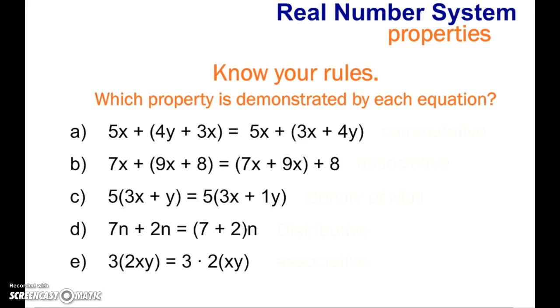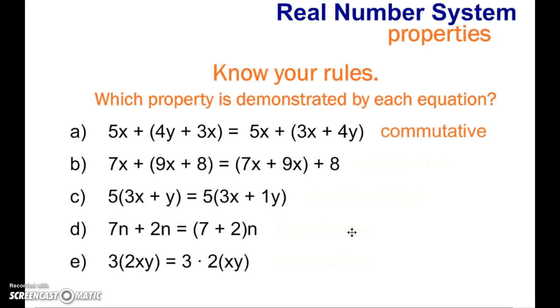So what we want to do here is identify the property that is being used for each equation. I'm going to give you a little time in between each one. You need to go ahead and write the answer down, and then I will answer it for you. So A. There again, I want to look at what's on the left and what's on the right and what's different about them. Well, you should see that the 3x and the 4y change positions, so that's your commutative property.